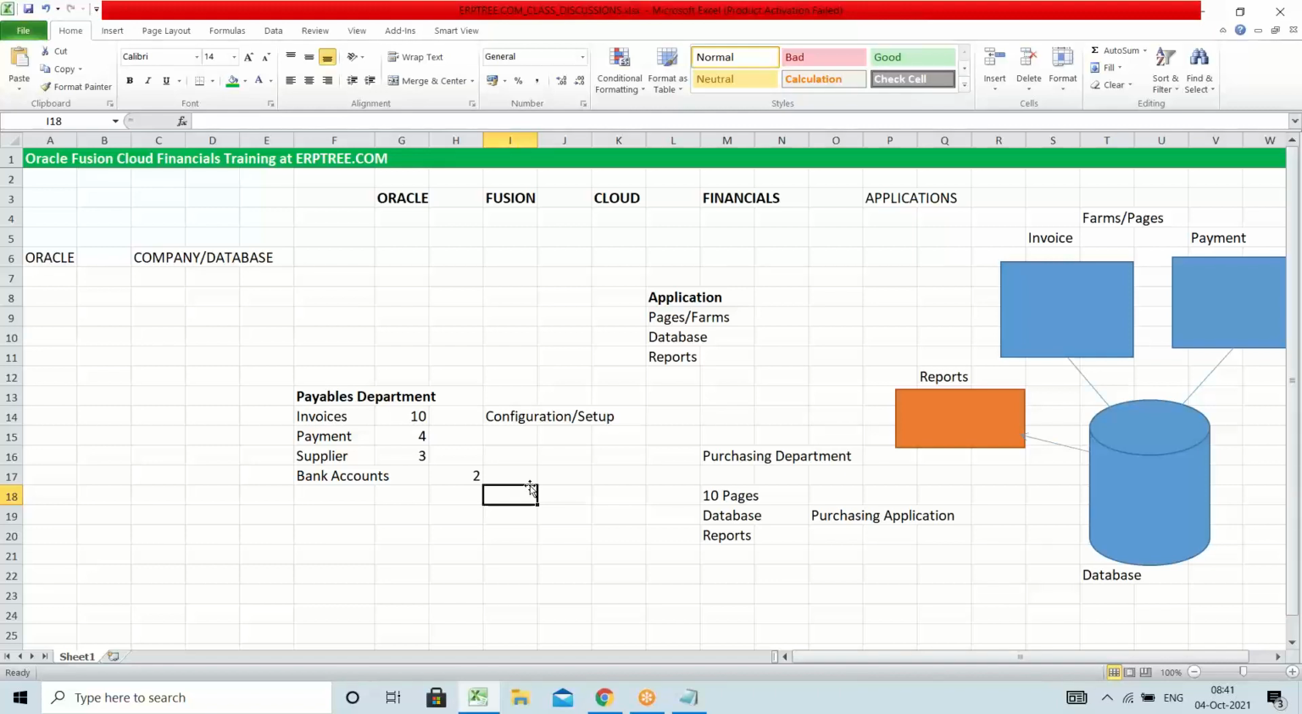Order management is not part of financials. We are going to focus on financials, but when we are dealing with financials, order management is a neighbor application, so we should have a basic understanding. That level of knowledge I am going to cover. When we work as a Fusion Cloud Financials functional consultant, what level of knowledge is required in other applications, that also I'm going to cover.